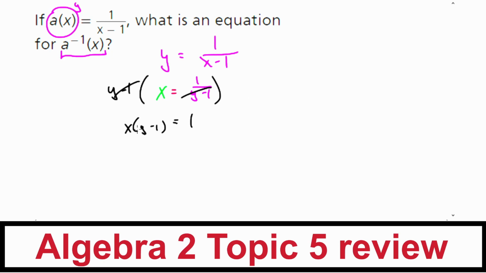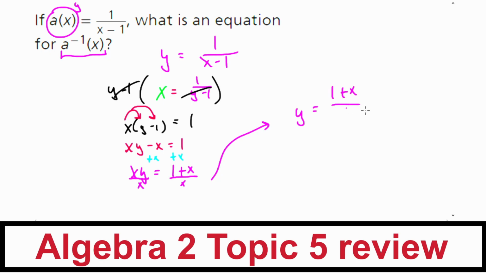Now I'm going to distribute my x in. This is going to give me xy minus x is equal to 1. Let's go ahead and get our x over. This is going to leave me with xy is equal to 1 plus x. And then to isolate this, I'm just going to divide by x. And this leaves me with y is equal to 1 plus x over x.